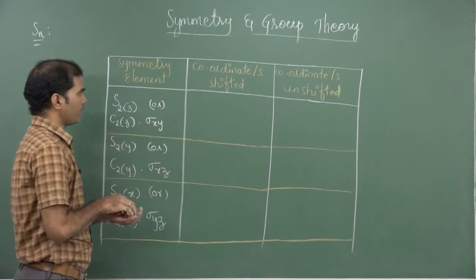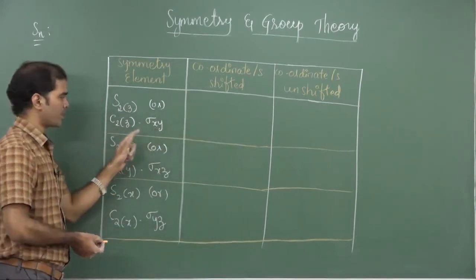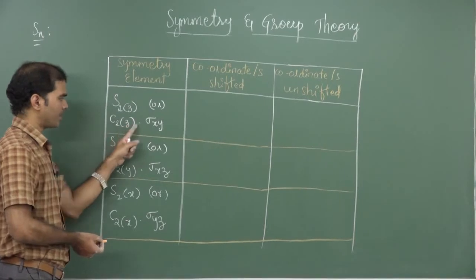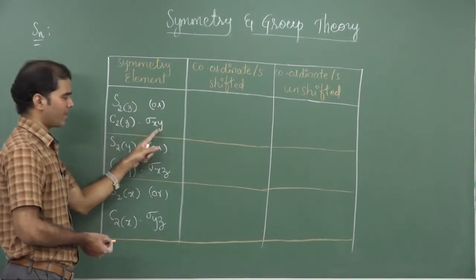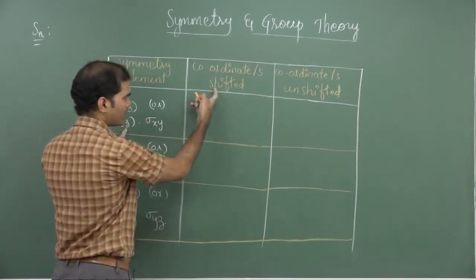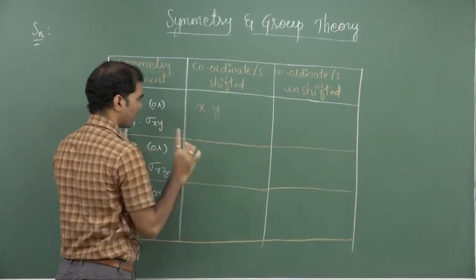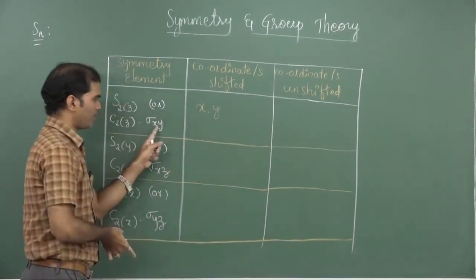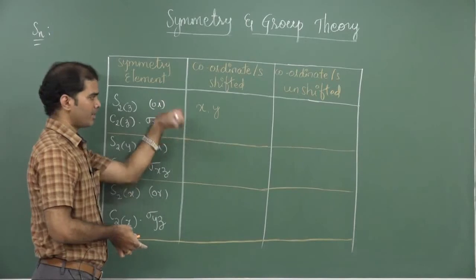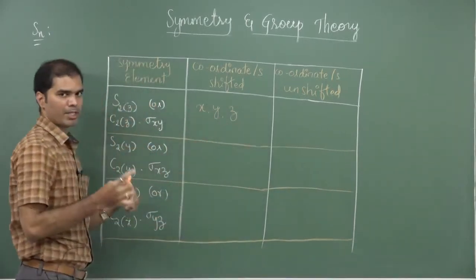Now which coordinates will shift? It is a combination operation. Let us start with a C2 along z, then followed by a sigma along xy. C2 along z, that z will not shift, but x and y will shift, z will remain there. When I pass sigma xy, z will shift. It is shifting into its opposite phases, minus x, minus y, minus z.